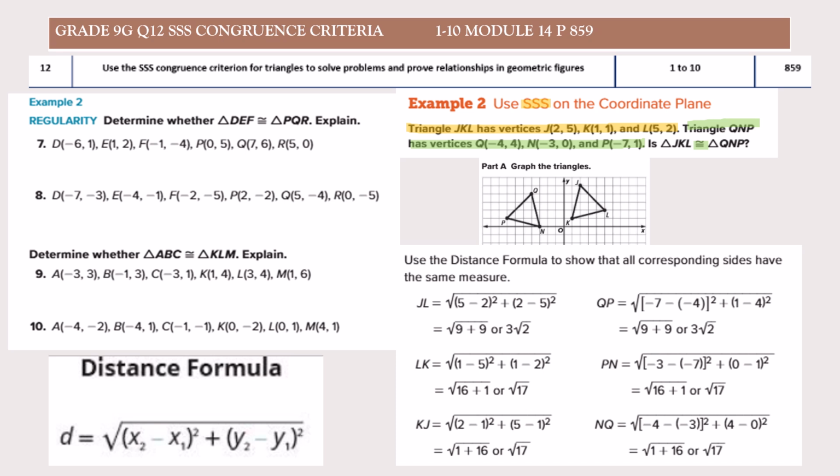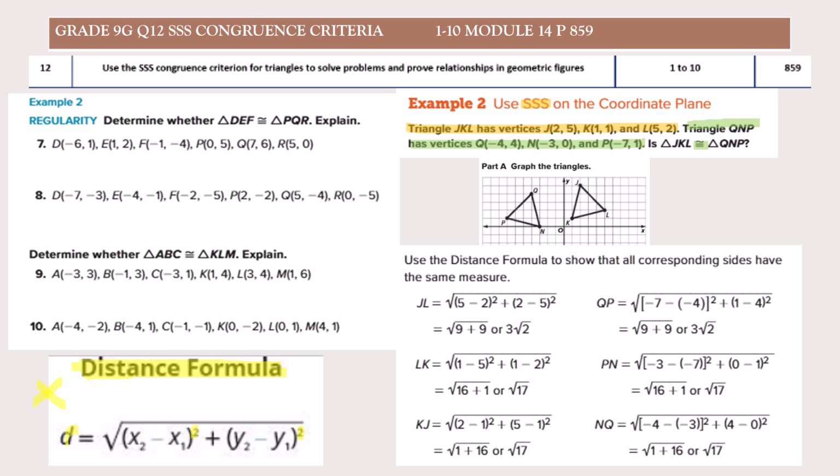So the first thing you have to remember here is the distance formula. This is the most important in this example. You have to know the distance formula, and the distance formula states the square root of x2 minus x1 squared plus y2 minus y1 squared. So this is the most important formula. How do you use the formula?